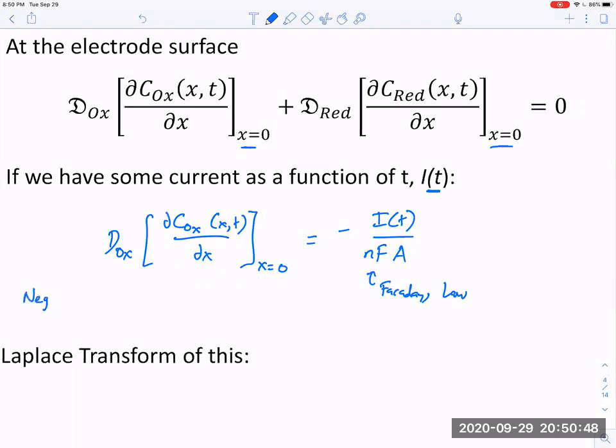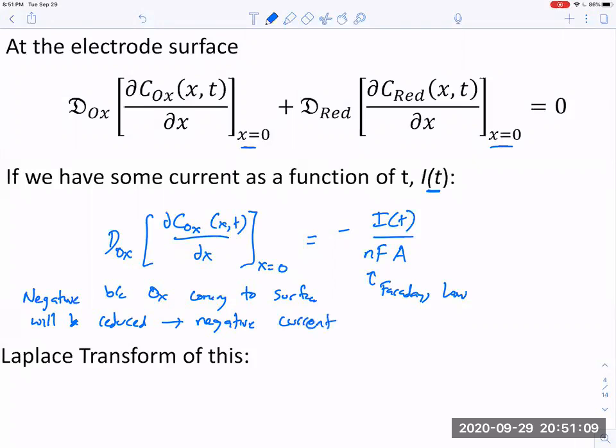And we can see that in this case the current is going to be negative, because the oxidized species coming to the surface will be reduced, right? So that tells us we'd want a negative current. The sign there might be different than in Texas notation because we're using IUPAC notation here, right? So we have this one, and then we can see that we have the exact same equation, or a very similar equation. I'm not going to write it again.